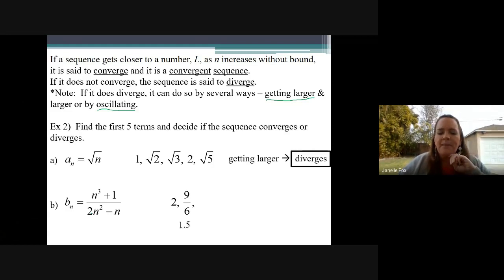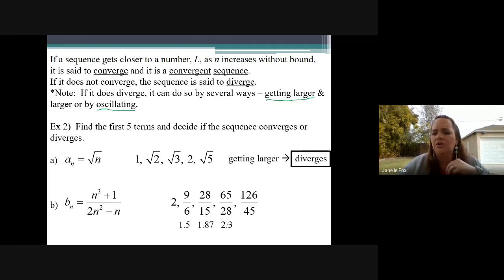If I plugged in 3, I get 28 over 15. That number I could put as a decimal is about 1.5. This next one is about 1.87-ish. Let's do the next number. It's 65 over 28. And now I've gone to more than double. The numerator is bigger than the denominator, so that's about 2.3-ish. And then the next one is 126 over 45. That's now verging upwards almost three times bigger.